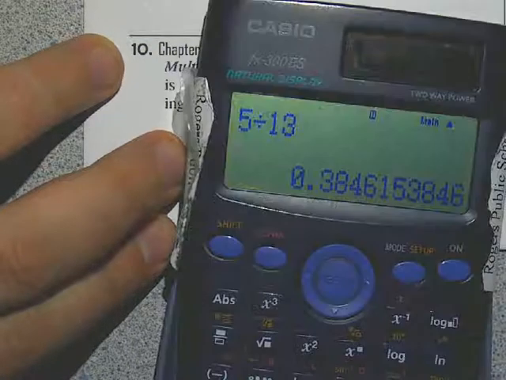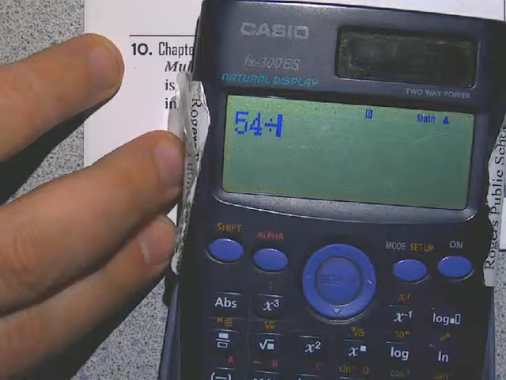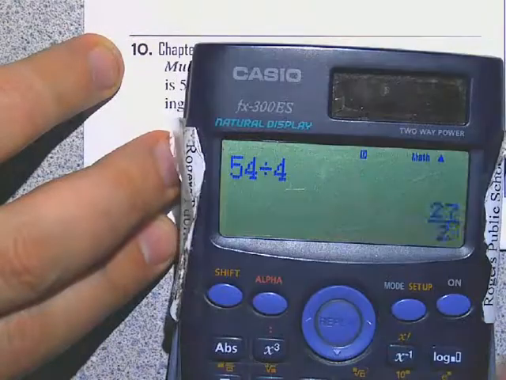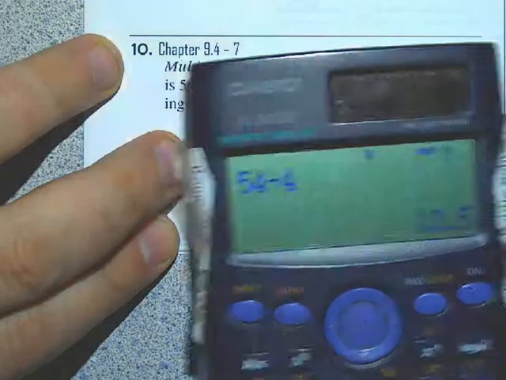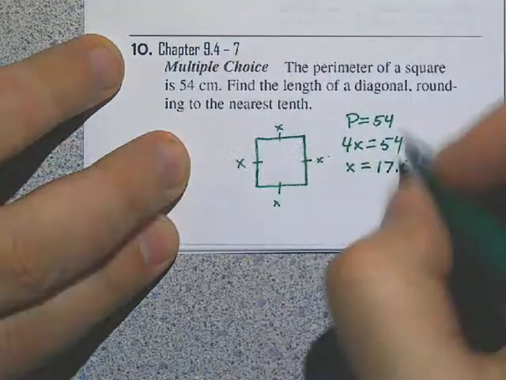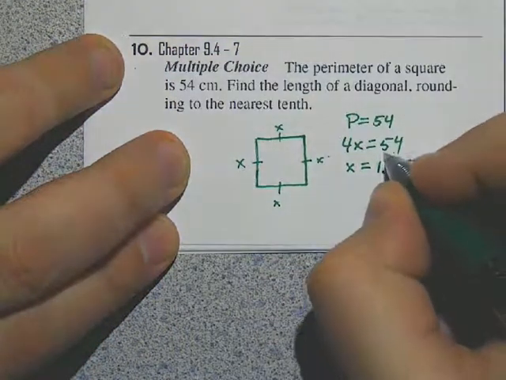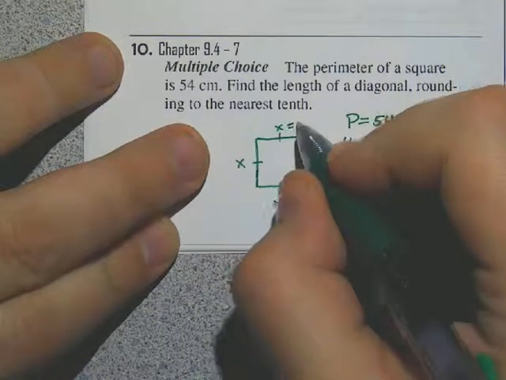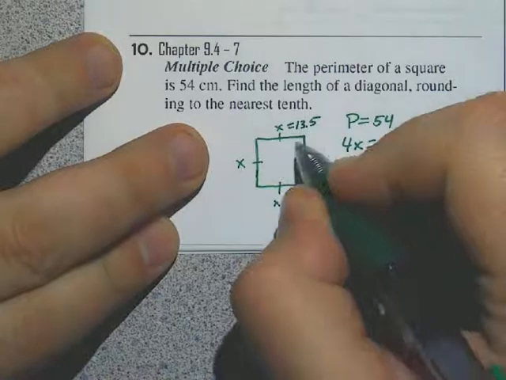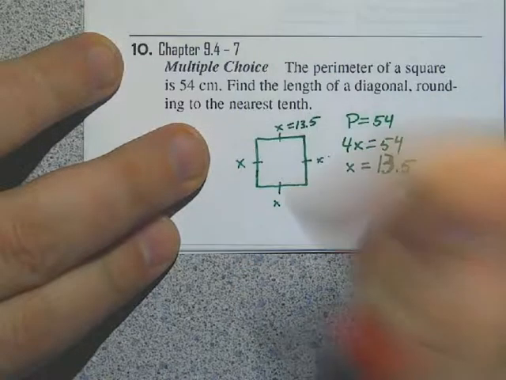Let's do it here. 54 divided by 4. Yeah. 13.5. You see, Mr. Conaway, you make mistakes too. So 13.5. Okay, so 13.5 is going to be the outside. And now they've asked, what is this diagonal?